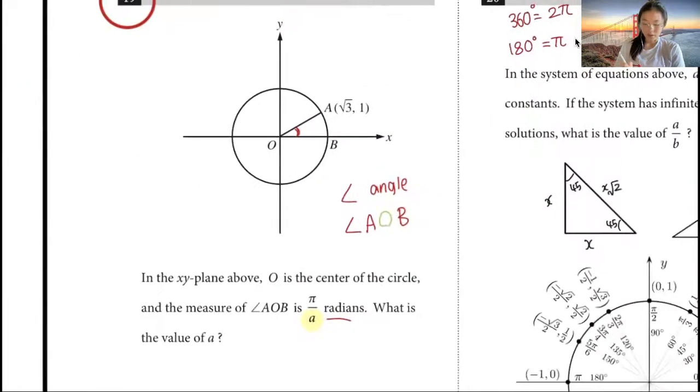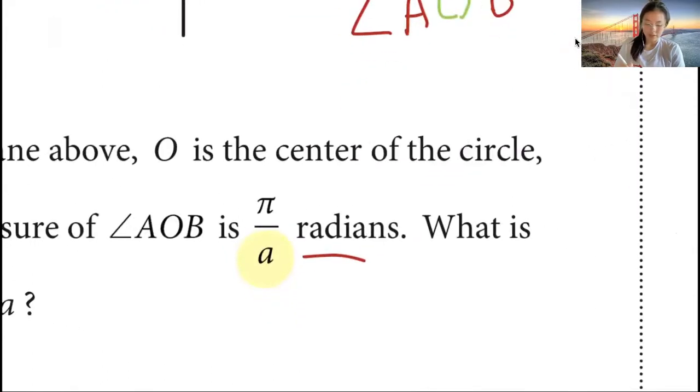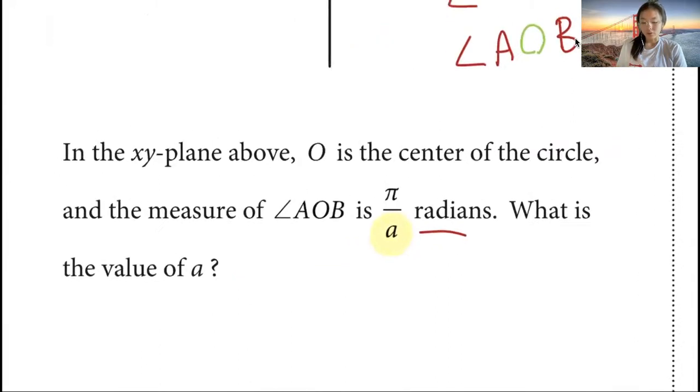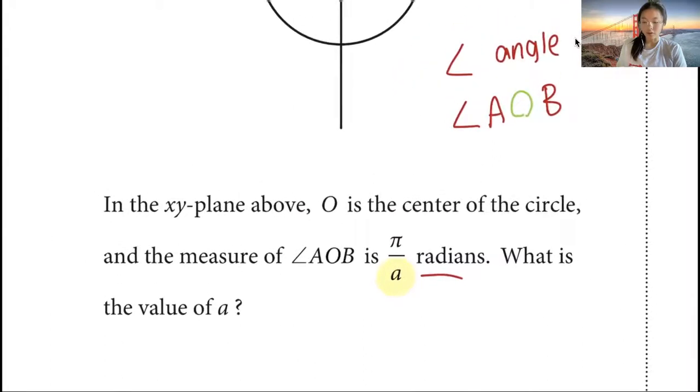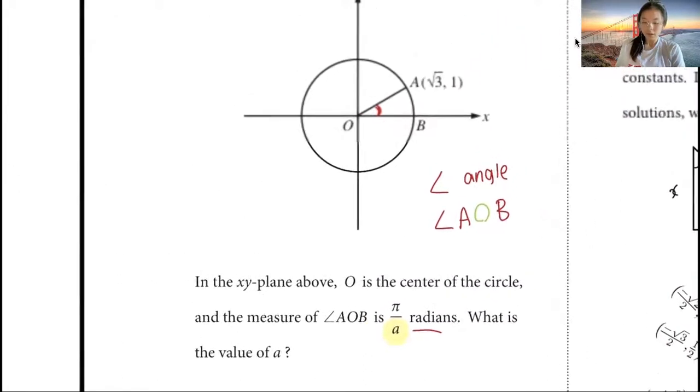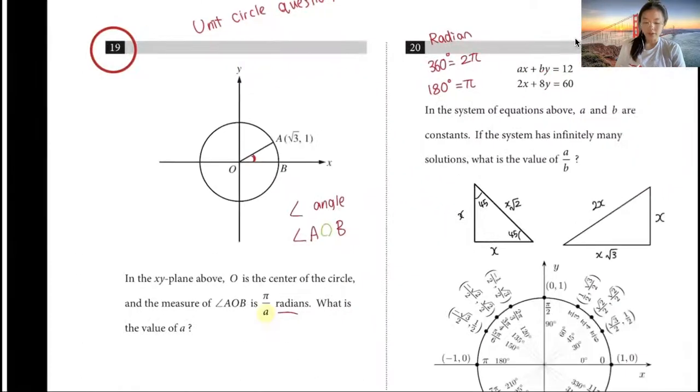And what is the value of A? So it's asking us for this highlighted A right here. So we need to find the angle first and then convert it into radians in order to find the value of A. And from this, we know that this is a unit circle question. And let me show you why.